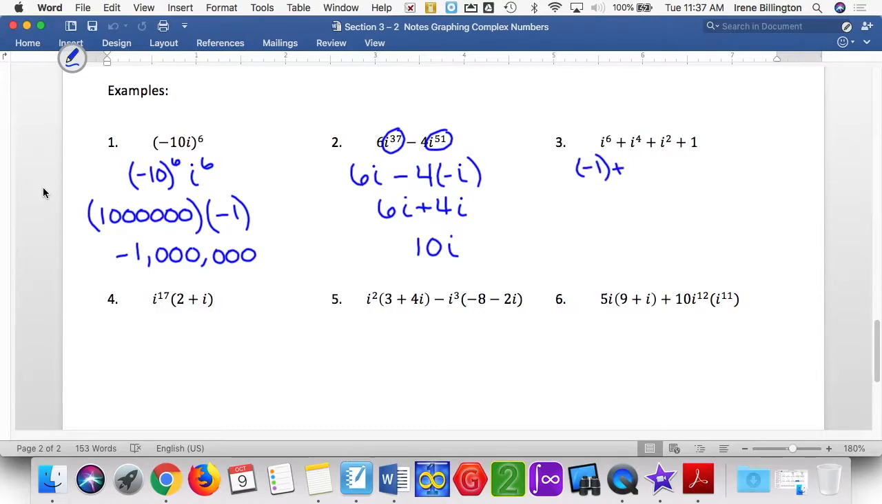What was i to the 4th equivalent to? 1, so plus 1. What is i to the 2nd equivalent to? -1. And then we have plus 1. So we're taking -1 plus 1 plus -1 plus 1, which equals? 0. Very good.